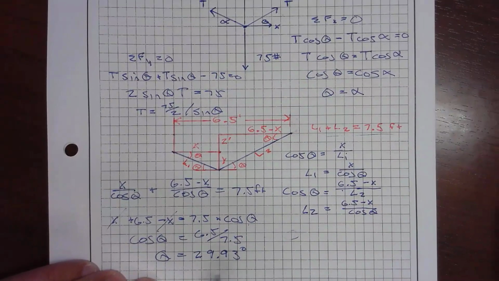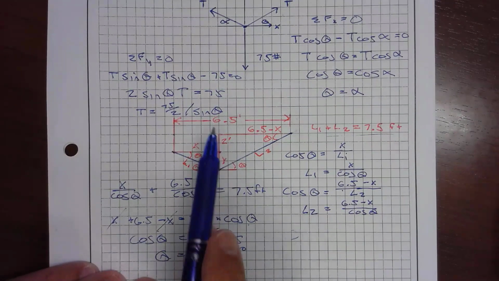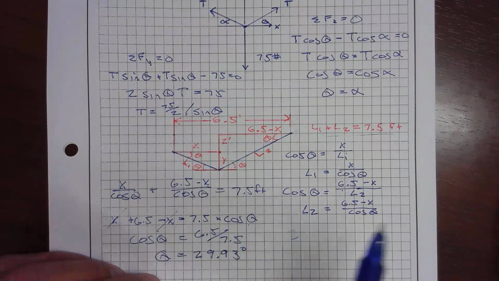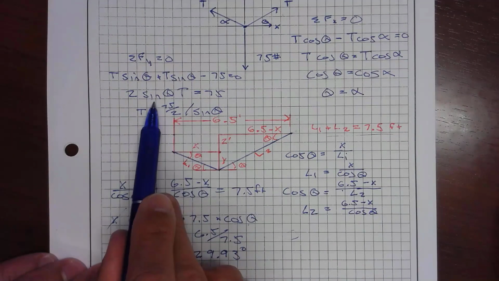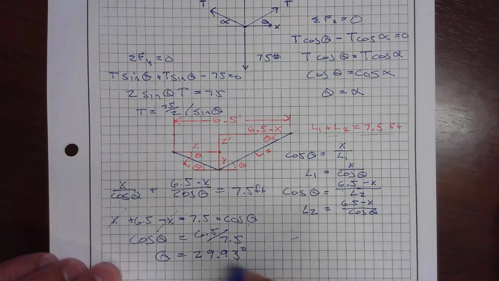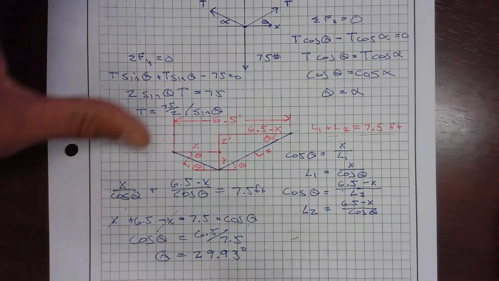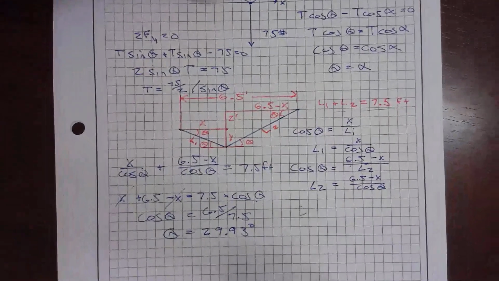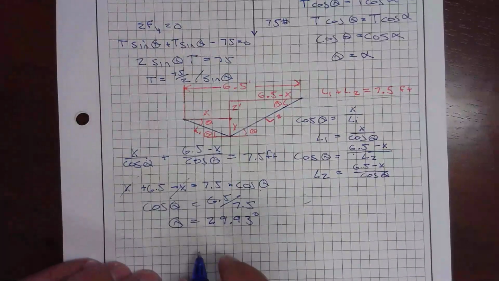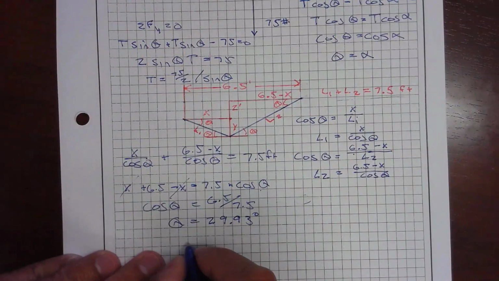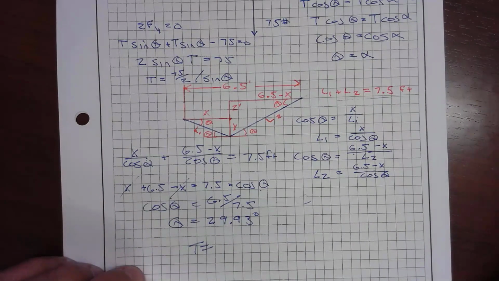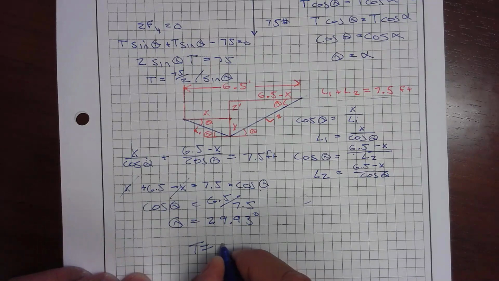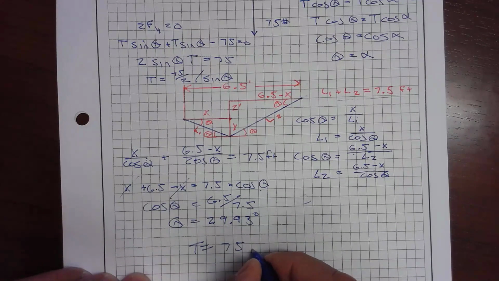All right, so now we can use this to come back up here and solve for t. Taking this number here, plugging it into here, and we get t. So then I've got t is equal to, on my calculator, I get 75.16 pounds.